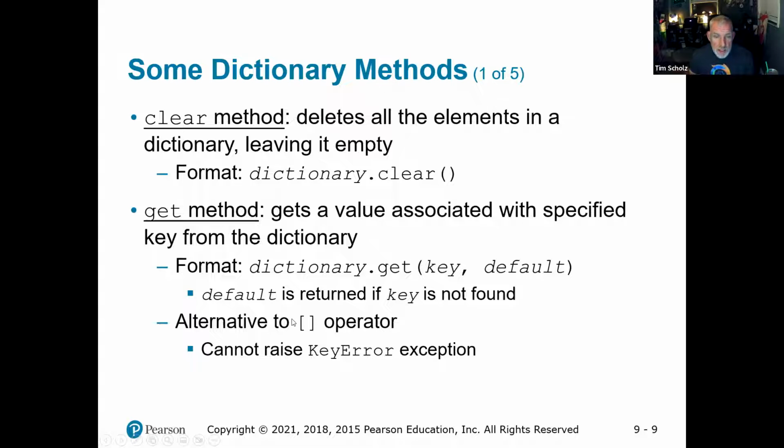And then obviously the other way to get a value from the dictionary is the dictionary and then the square brackets operator. And the difference between this and this is that if I have a default value set here, it will not return a key error exception.